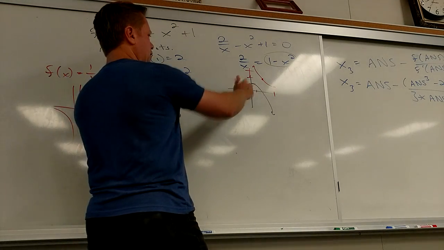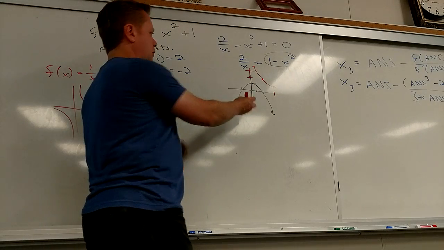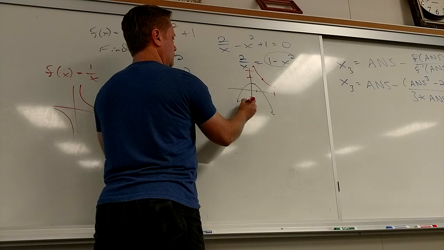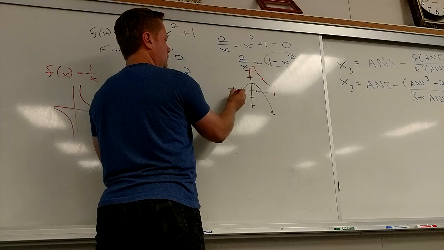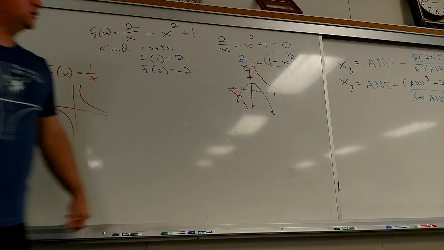So what about back here? I know it's going to live back down here somewhere, right? So again, at -1 it would be -2. At -2 it's going to be -1. So it looks like it meets somewhere right there. So what looks to be a decent guess?